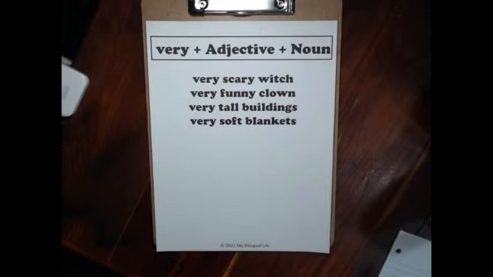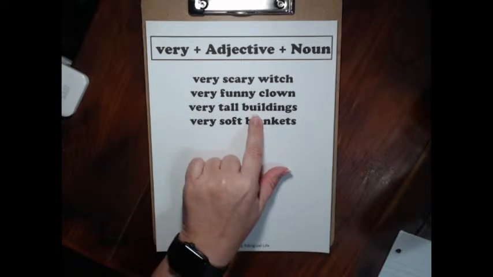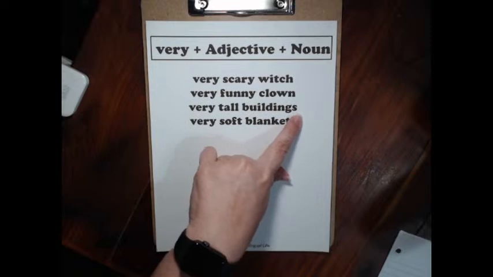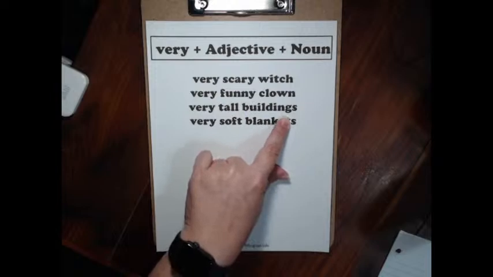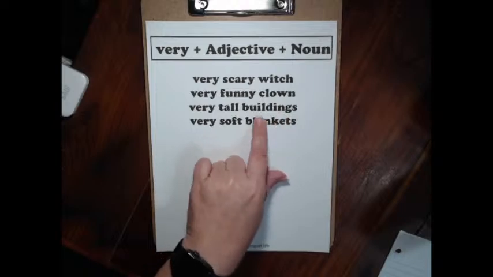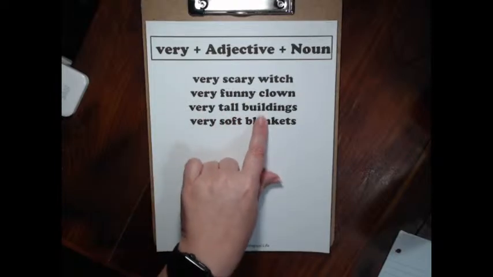Okay, so we need very, an adjective, and the noun. So look at this one. This one has buildings. We're talking about more than one thing. So what happens to very? Nothing. It stays the same. So if we're talking about one thing or more than one thing, it's still just very. So in this one we have very tall buildings.